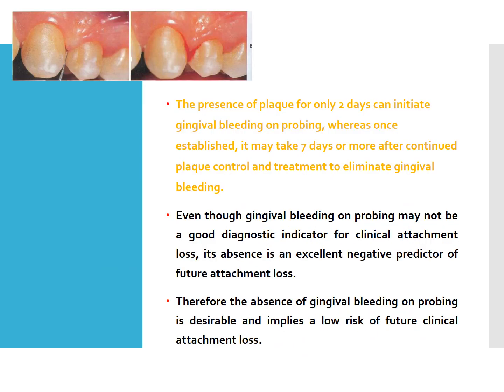Even the presence of plaque for only 2 days can initiate bleeding on probing, whereas once it is established, it needs more advanced, continued plaque control treatment to eliminate the gingival bleeding. Even though gingival bleeding on probing may not be a good diagnostic indicator for clinical attachment loss, its absence is an excellent negative predictor of future attachment loss. Why? Because gingival bleeding on probing indicates periodontal disease activity, so its absence is an excellent predictor of no future attachment loss. Therefore, the absence of gingival bleeding is desirable and implies a lower risk of future clinical attachment loss.